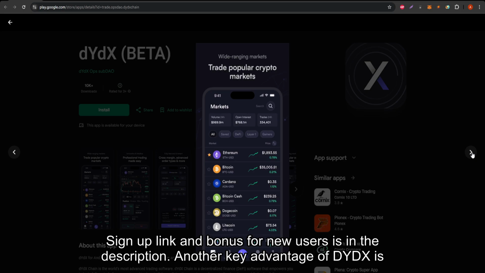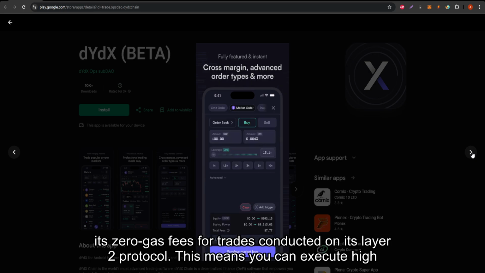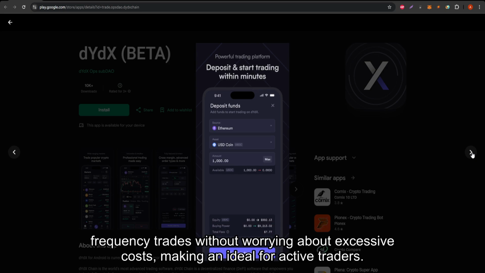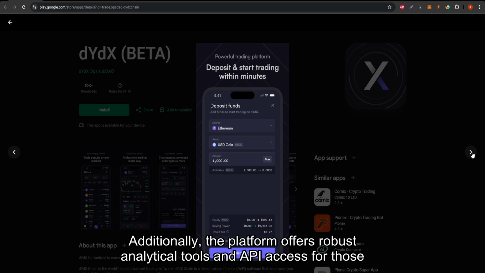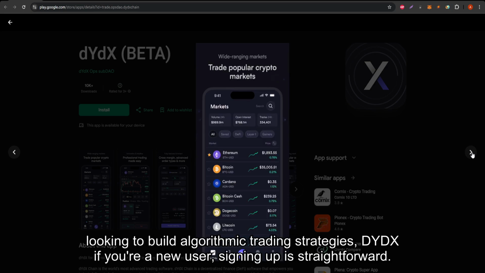Another key advantage of dYdX is its zero gas fees for trades conducted on its Layer 2 protocol. This means you can execute high-frequency trades without worrying about excessive costs, making it ideal for active traders. Additionally, the platform offers robust analytical tools and API access for those looking to build algorithmic trading strategies.